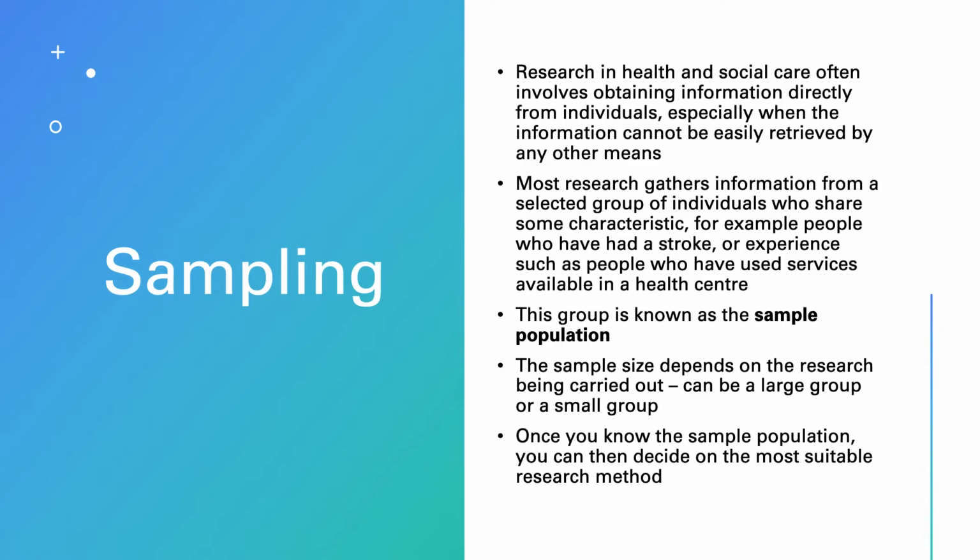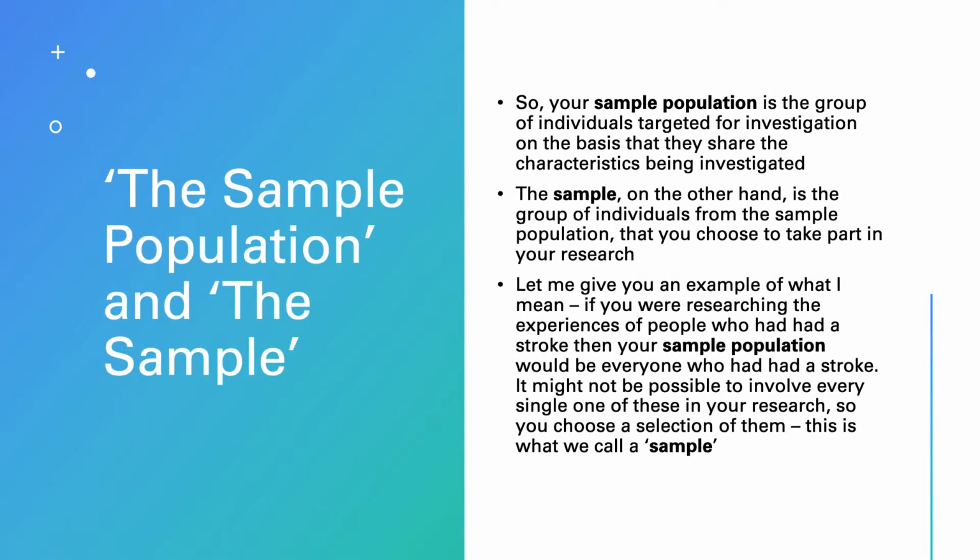So once you know the sample population, you can then decide on a most suitable research method to use. So you might decide that you can't really do interviews with 100,000 people because it's not possible, but you might be able to do a questionnaire with them. So you choose the research method that allowed you to access your sample population the easiest way. Okay, so your sample population is the group of individuals targeted for investigation.